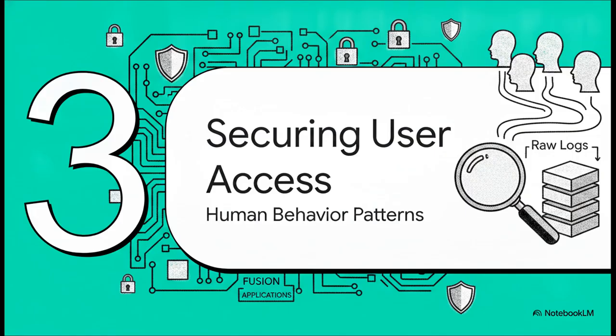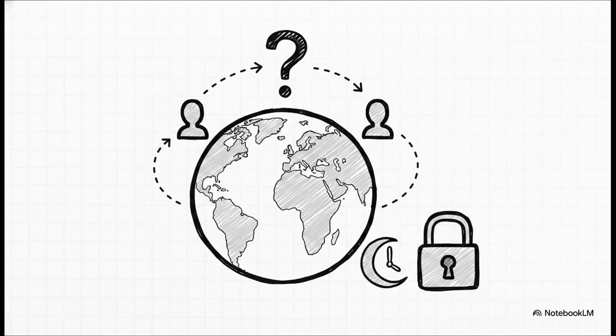Okay, Section 3. Securing Fusion user access by looking at human behavior patterns. So let's pivot from scheduled automated jobs to actual human behavior and access patterns. The User Access Analysis Dashboard is going to give us a super comprehensive view of security events. We're tracking real-time login activity, keeping an eye on unique user counts, and analyzing failed logins, which, by the way, saves your security team from endless scrolling.